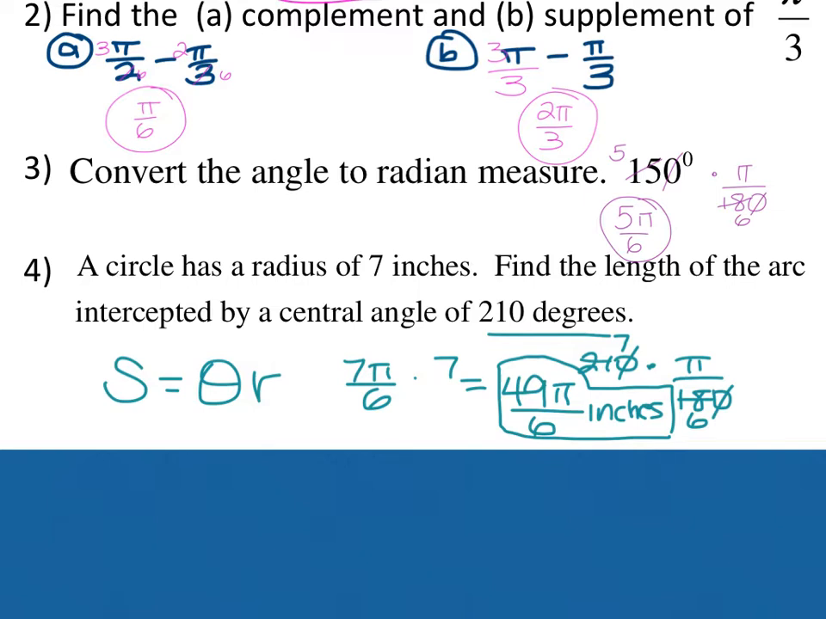And again, on the quiz, you'll keep that in terms of pi. Even on the test, you'll keep it in terms of pi. You'll keep it exact just like it is. You won't use the calculator to find it. Good? Questions? Okay, now we're going to talk unit circles.